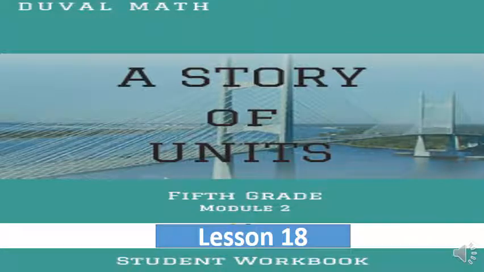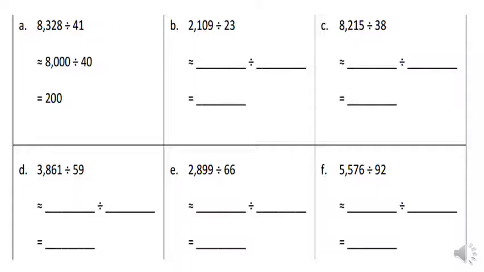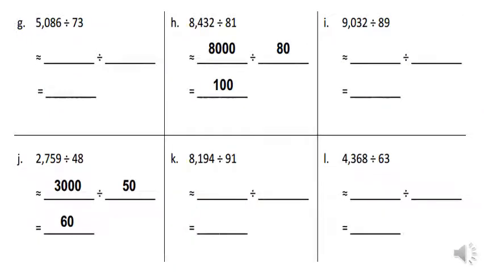All right, now lesson 18. In lesson 18, the only thing we're doing different is now we're doing... okay, question G has us dividing 5,086 by 73. So once again, we're going to start by rounding our divisor 73. I'm going to round this to 5,000.